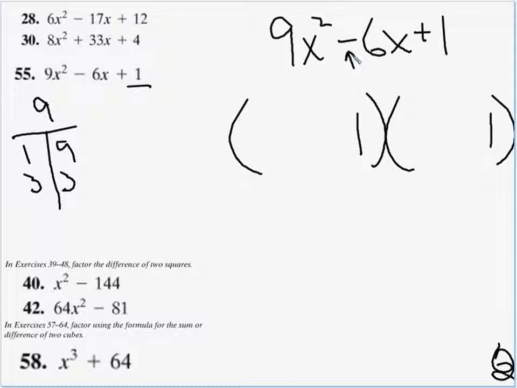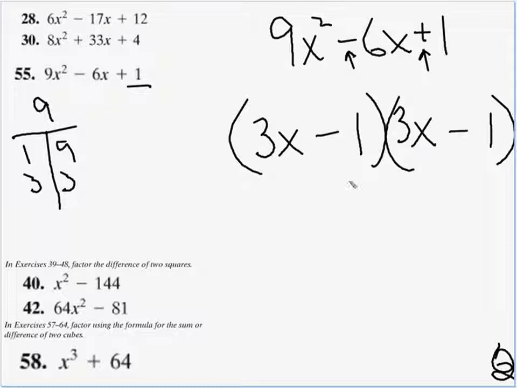If we have a negative in the middle and a positive here, that means two negative things add up to a negative. Two negative things multiply to a positive. So this will be minus and minus. So we just got to figure out, is it a 1 and a 9, each with an x after them, or 3 and 3? Because the middle term's a 6, I'm thinking 3x and 3x.